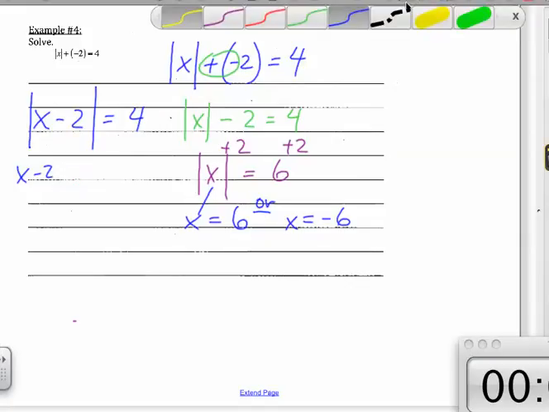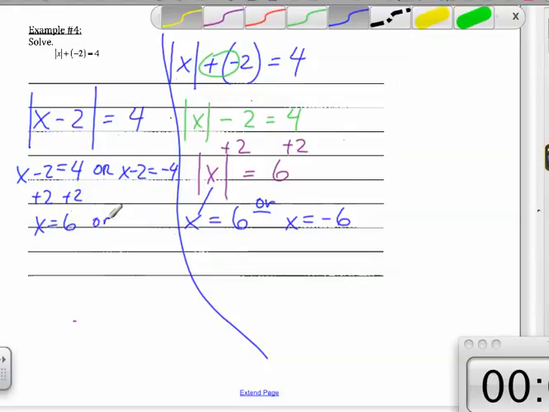Okay. X minus 2 can be equal to 4, or x minus 2 can be equal to negative 4, because if it equals either one of those, it's true. So I need to add 2 to both sides here. So x can equal 6, or add 2 to both here, x can equal negative 2.